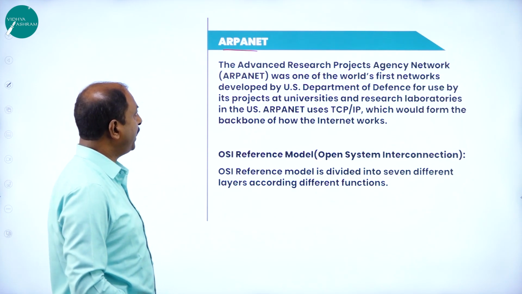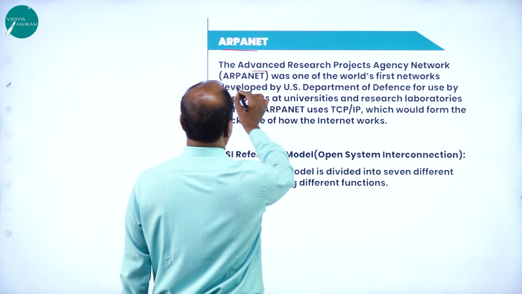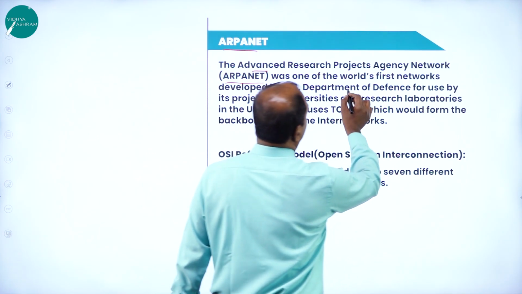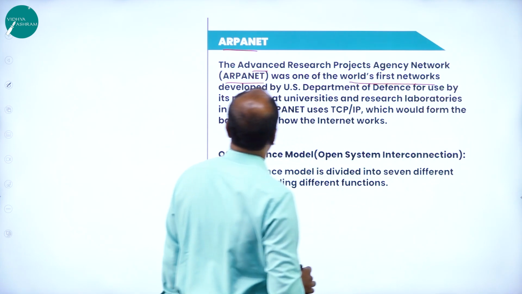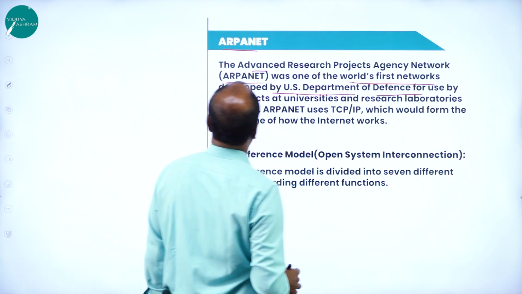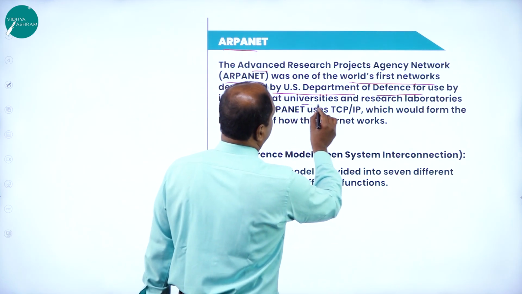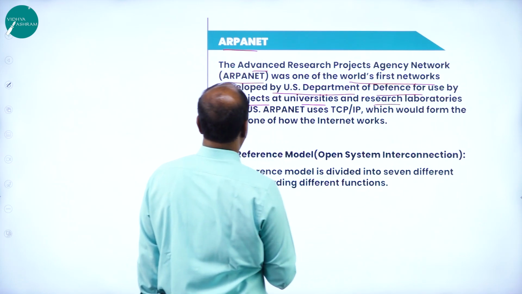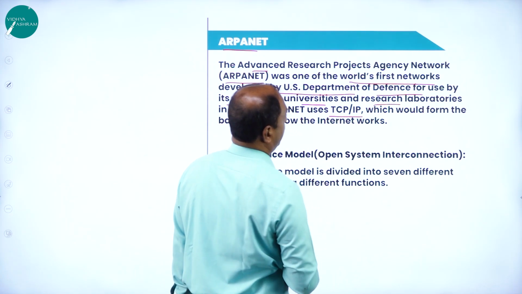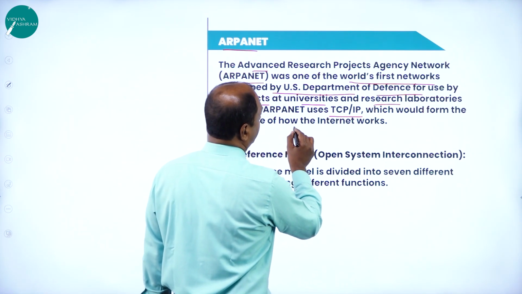So what is ARPANET? It stands for Advanced Research Project Agency Network. That is the full form of ARPANET. It was the world's first network developed by the US Department of Defense and used by projects at universities and research laboratories in the US. So ARPANET uses TCP/IP, which would be the form of the backbone of how the internet works.